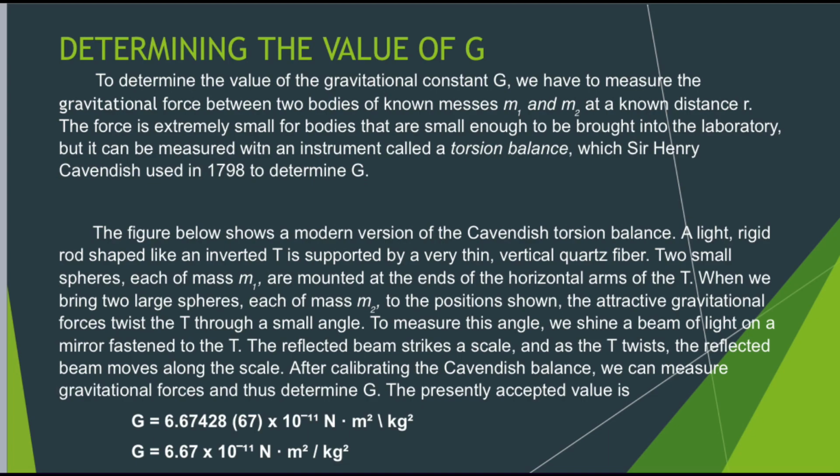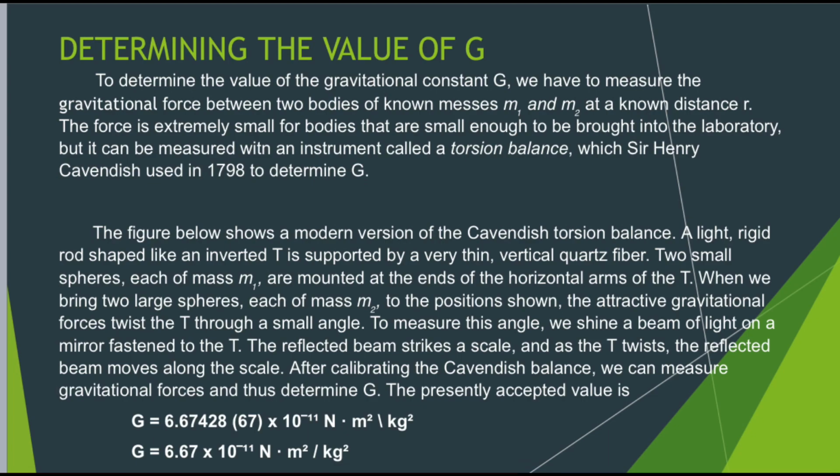A light rigid rod shaped like an inverted T is supported by a very thin quartz fiber. Two small spheres, each of mass m1, are mounted at the ends of the horizontal arms of the T. When we bring two large spheres, each of mass m2, to the position shown, the attractive gravitational forces twist the T through a small angle.